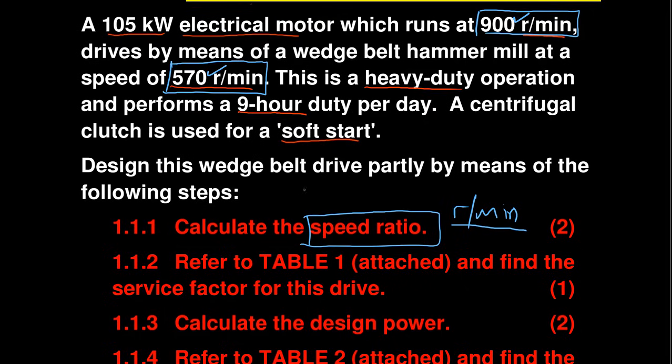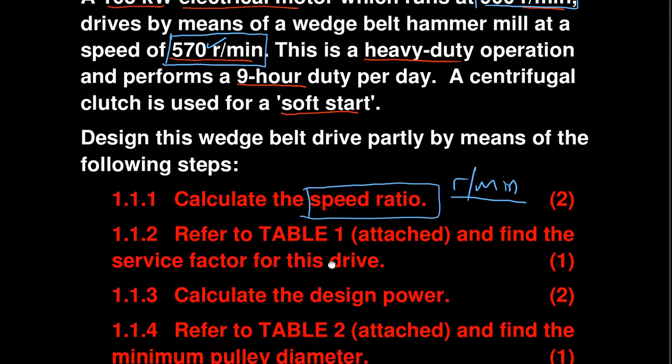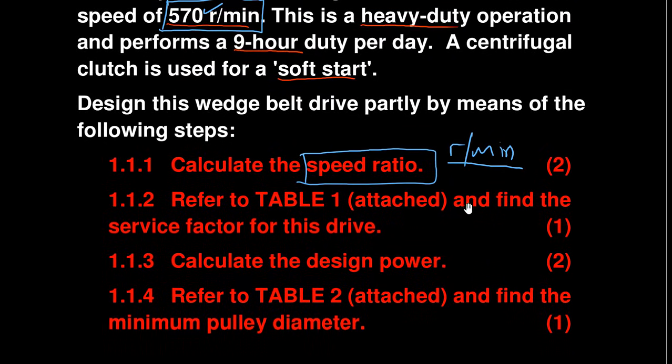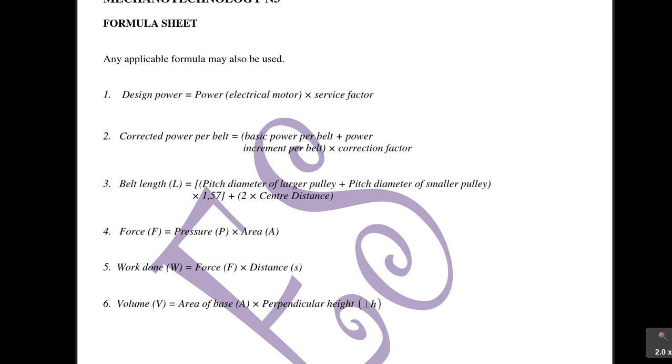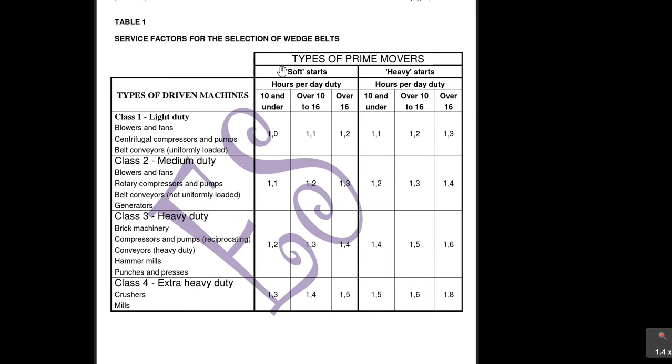Now, looking again at the next question, it says, refer to table 1 attached and find the service factor for this drive. So now, this is where now we are going to look at those tables, and in this case we're looking at table 1, and they want us to find the service factor for this drive. So now if I go to the tables, table 1 is the table that talks about service factors, and in the service factors there are a few things that I want to bring to our attention.